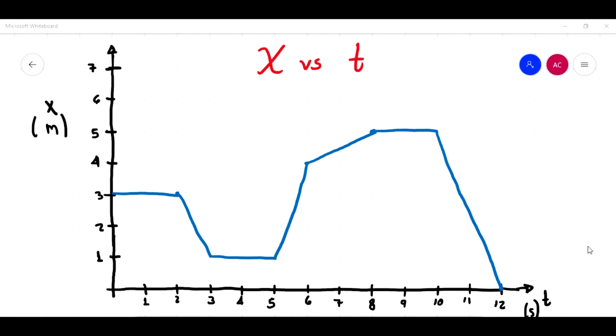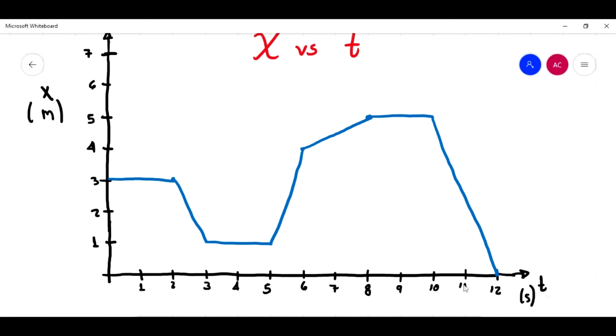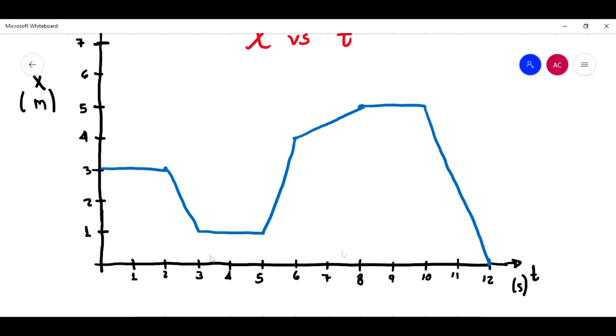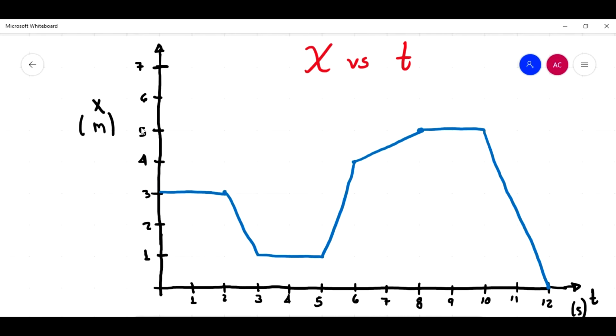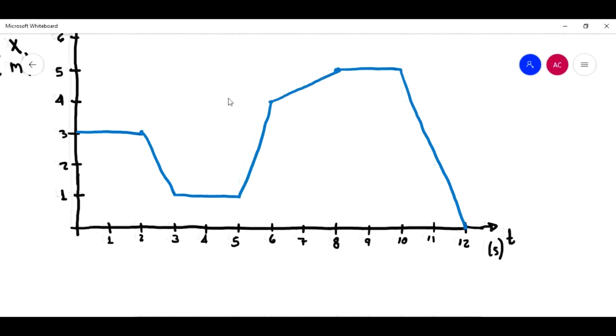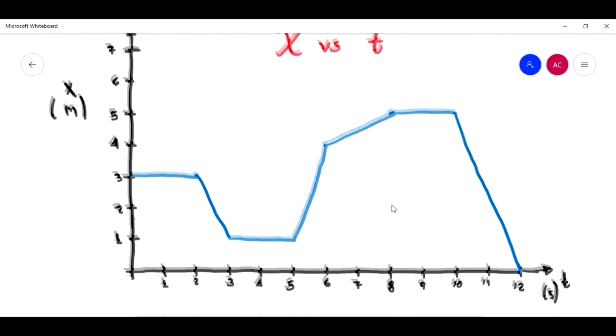In this case, we're going to see the analysis of the graph of position versus time. I repeat, this is X means for position versus time. So in all the graphs that we're going to see, the time will always be the independent variable. The independent variable is the x-axis or the horizontal axis, and the dependent variable will be the vertical axis or the y-axis. So this is position, measured in meters, and here I have the time, measured in seconds.